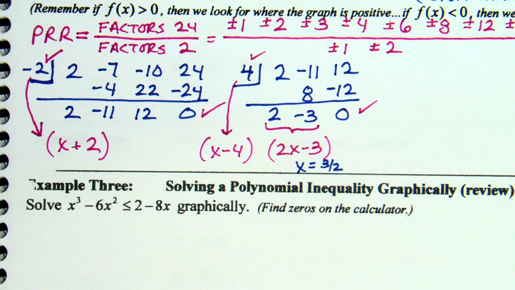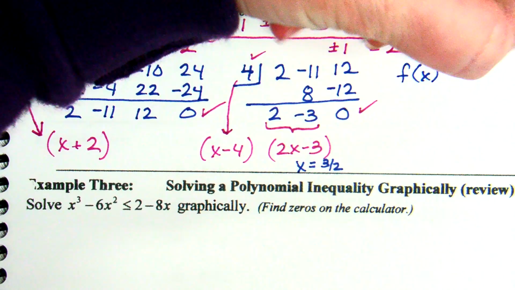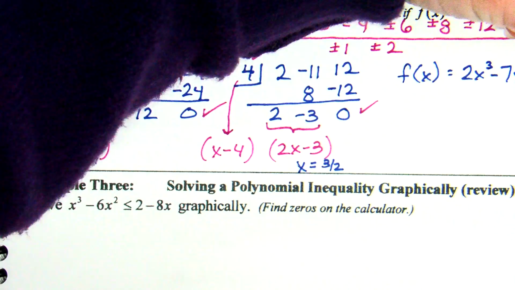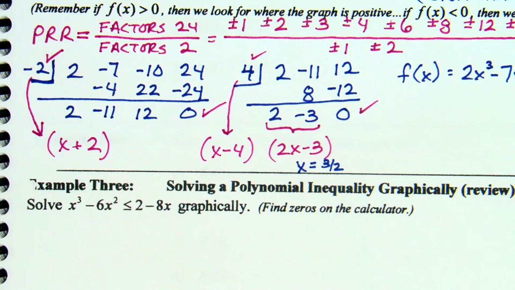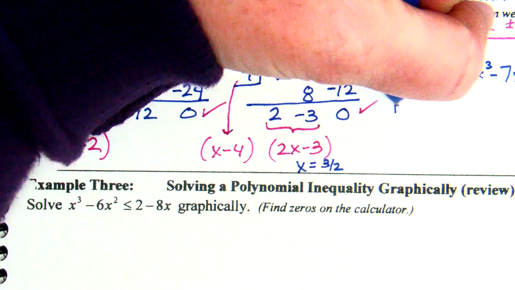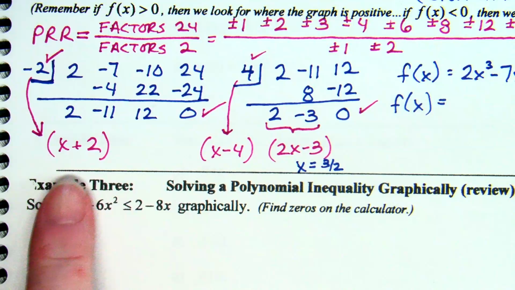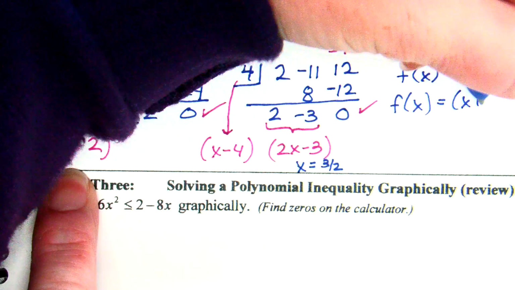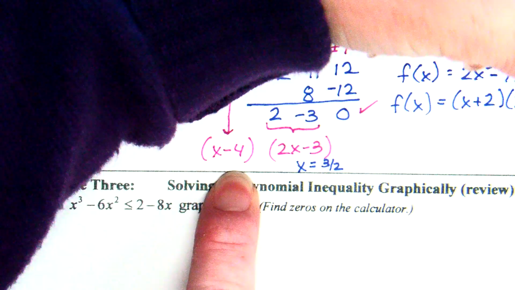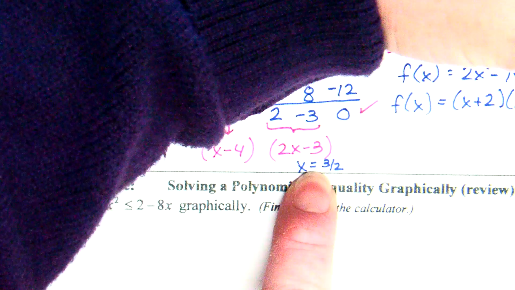Now, my original equation was f of x equals 2x cubed minus 7x squared minus 10x plus 24. But now we factored that, right? That's what our synthetic division did for us. It factored us. What were the three factors? x plus 2, x minus 4, and I'm going to write it as 2x minus 3.